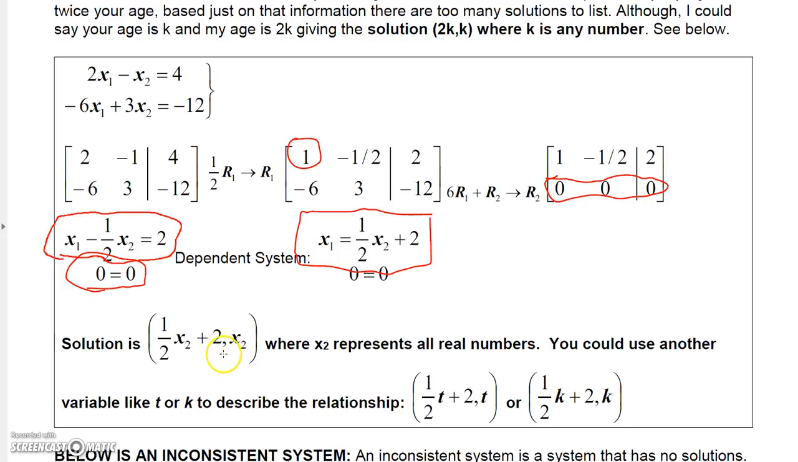So I can let x2 just be itself, and then x1 is related to x2 in this way. Basically it means that whatever the second value is, the first value has to be 1/2 of it plus 2. You can represent that other ways too. You could use t instead of x2, or you could use k. But whatever letter you use, this is called the parameter, and the other variable is related to it in this fashion. Whatever the parameter is, the other variable is 1/2 of that parameter plus 2.